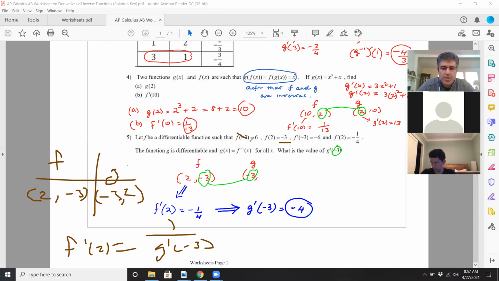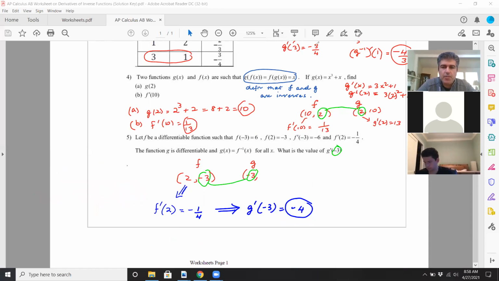So I'm not going to use this one. That's totally irrelevant. And I'm not going to use that one also. Even though you see a -3 there, you're not going to use f(-3) or f prime(-3). They put that there to throw you off. When I say they, the College Board. And so f prime of 2 is -1/4. Flip it, get -4.